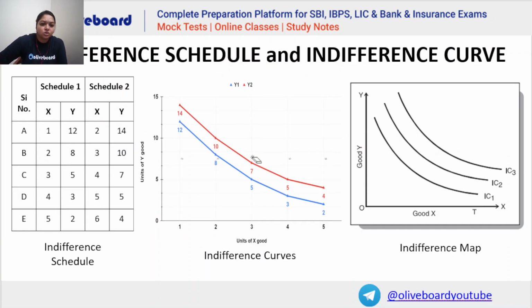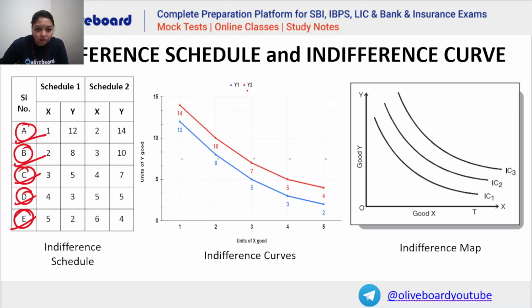Then what are the indifference schedule, indifference curve and indifference map? The indifference schedule is nothing but x, y, that is schedule 1, x, y, schedule 2. When we say schedule, we have studied the demand schedule and supply schedule. It gives all the information in tabular form. Here, this is bundle A, bundle B, bundle C, bundle D, bundle E. So there are 5 bundles of 2 commodities x and y which give the same level of satisfaction. Bundles A, B, C, D, E give the same level of satisfaction in schedule 1.